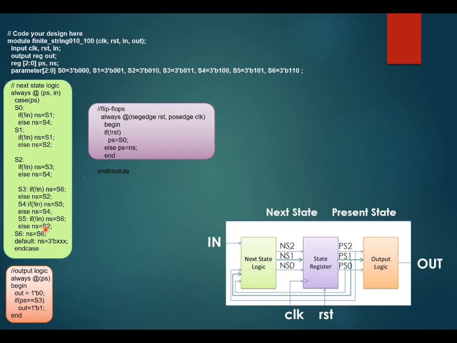Okay. And then for output, same also, go to output logic based on the encoded state table. The output value will be 0, except when the present state is S3, because it has already detected 0, 1, 0, so the output will become 1.